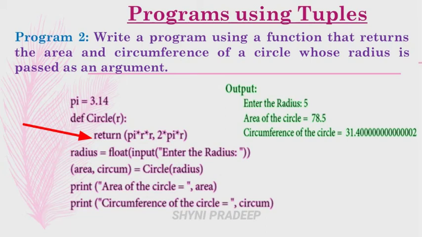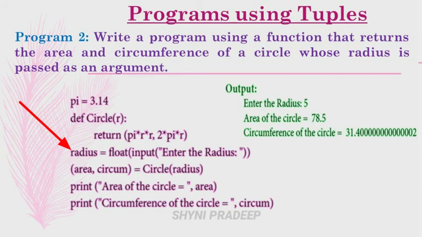That is the formula of area, and 2 into pi into r, that is the formula of circumference. So you have to find the area and circumference of the circle, and you have to pass the radius value as an argument. Okay. Here in this function, this r is the formal parameter and this radius is the actual parameter. You have to enter the value for radius and that value will be copied to the r. Okay. So radius equal to float input, enter the radius. Here you have to enter the radius value.